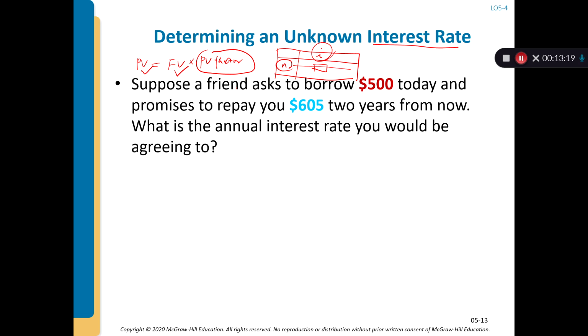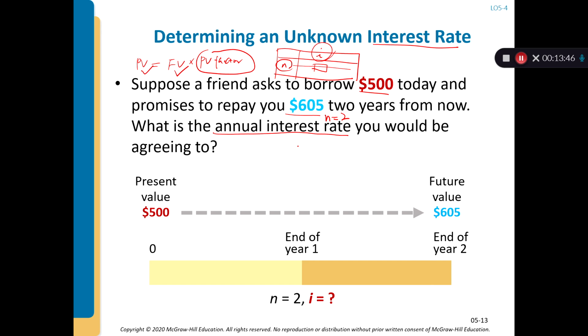A friend asks you to borrow $500 today, and promises to pay you $605 2 years from now. So that means n equals 2. But you wonder, if that's the case, how much annual interest rate is your friend willing to pay you? The interest rate your friend is willing to offer. So you are essentially asking the question: what is the interest rate here?